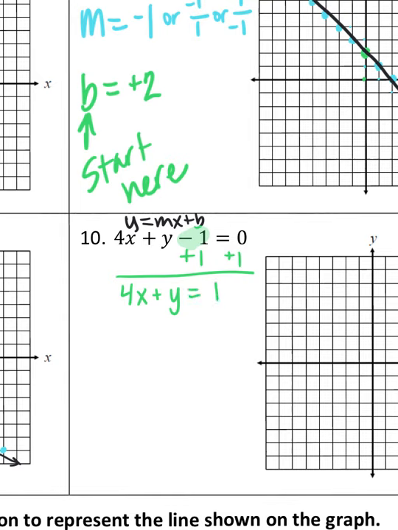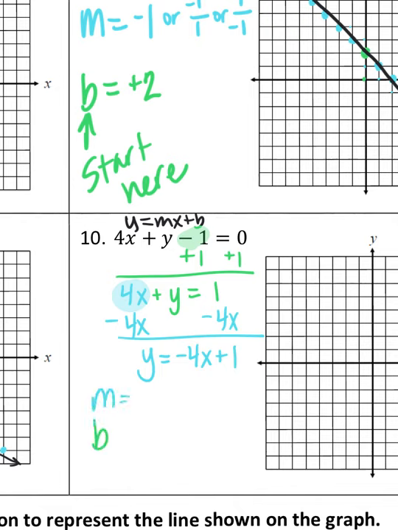Now we need to take care of our m. We're going to move our m by subtracting 4x from both sides, minus 4x. Now we have y equals. We cannot combine the 1 and the negative 4x because they are not like terms, so we're just going to bring them straight down. We have negative 4x plus 1. Okay, and then let's put our m and our b.